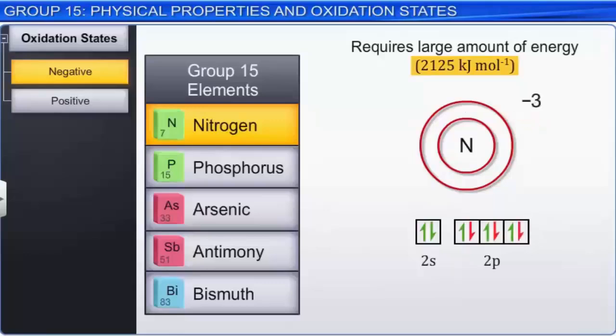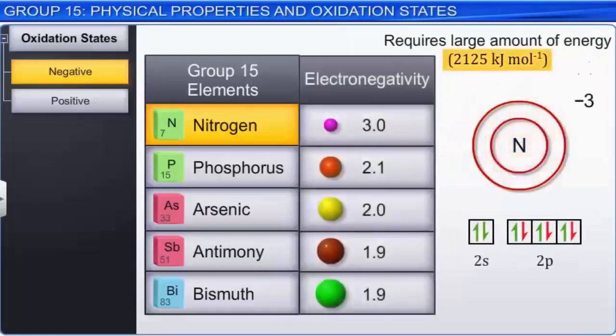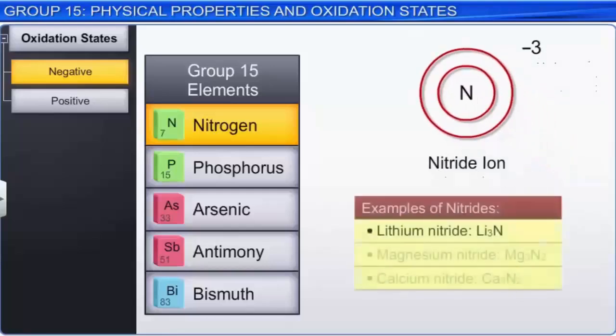In spite of the huge amount of energy required, electron gain takes place in nitrogen because it is the smallest and the most electronegative atom. In other words, the nitrides formed are stable because the 3 electrons gained by the nitrogen atom are much closer to the nucleus. Examples of nitrides include lithium nitride, magnesium nitride, and calcium nitride.